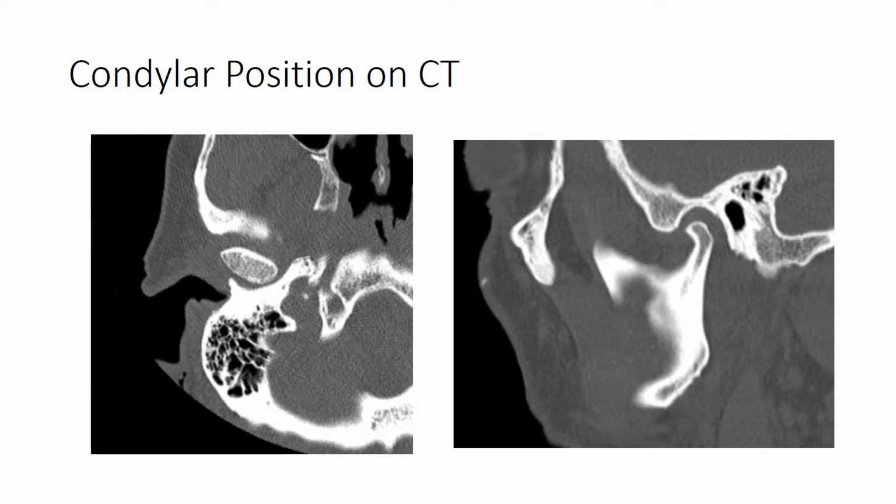This slide demonstrates the normal condylar position as seen on axial and sagittal section CT. On axial CT, you can see the condyle is within the temporomandibular joint, and on sagittal CT, once again, you can see the condyle within the glenoid fossa of the temporomandibular joint, just posterior to the articular eminence.